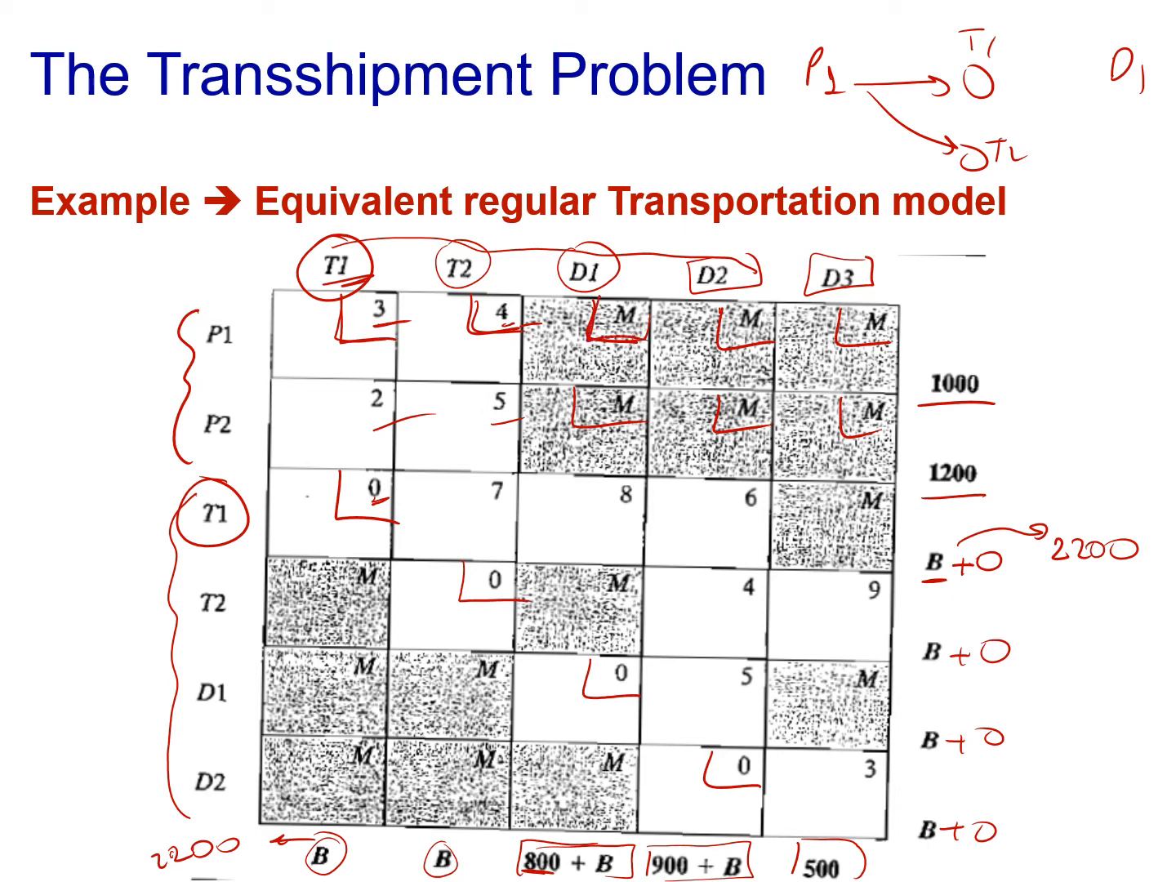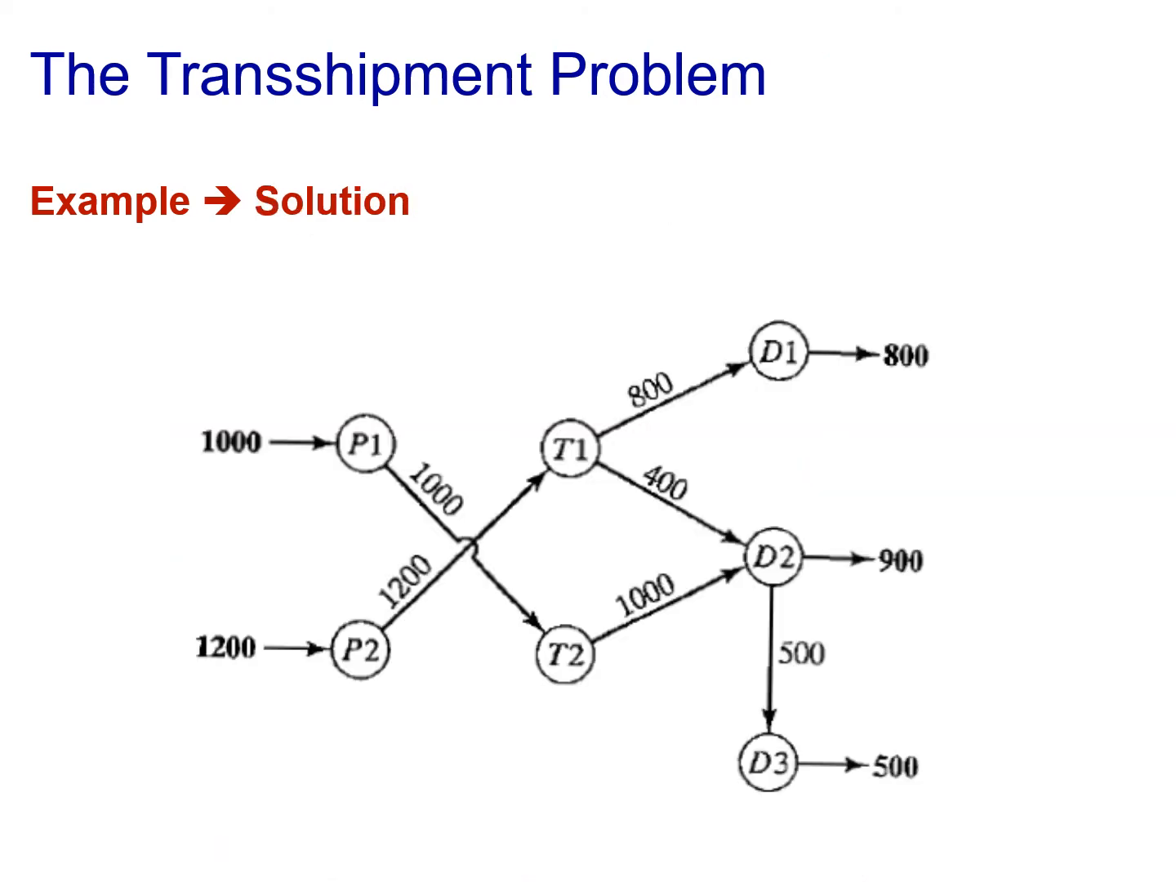These M values, we write them to prevent any transfer between indirect arcs, and these zeros for the transshipment ones. So this is how we convert the problem to transportation, and then we just use the regular transportation simplex method to solve it. Use transportation simplex on the previous tableau, and you will obtain this solution.